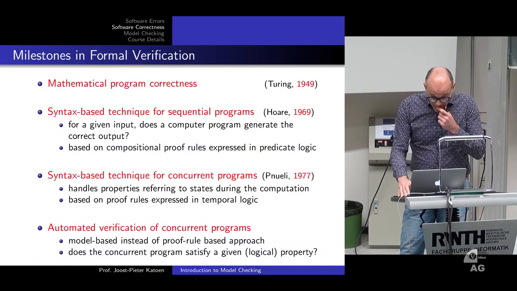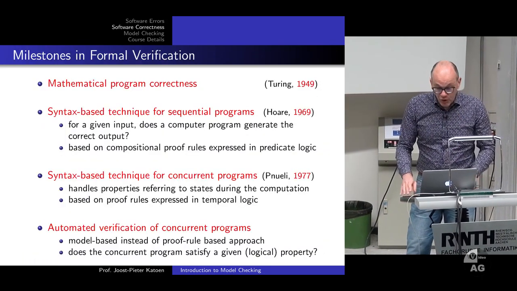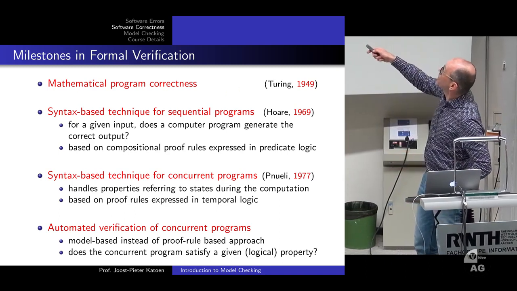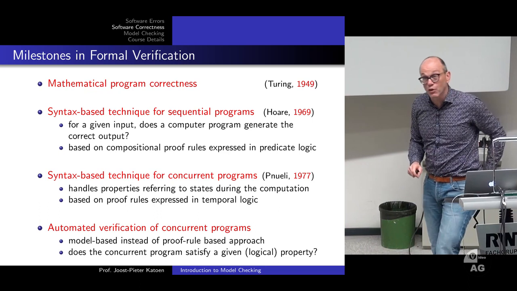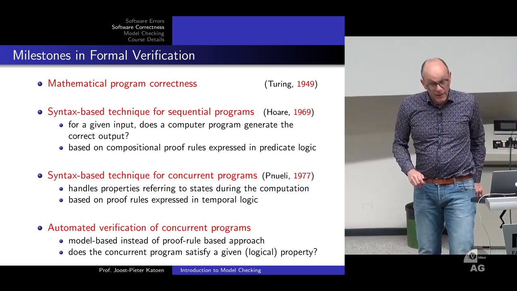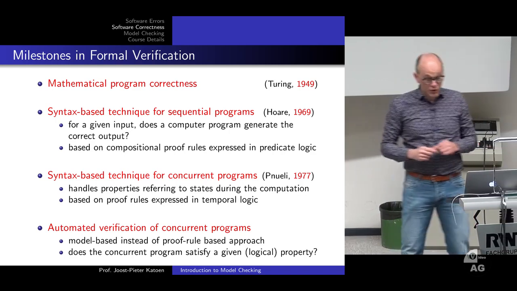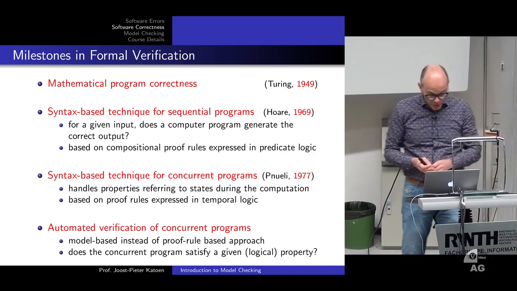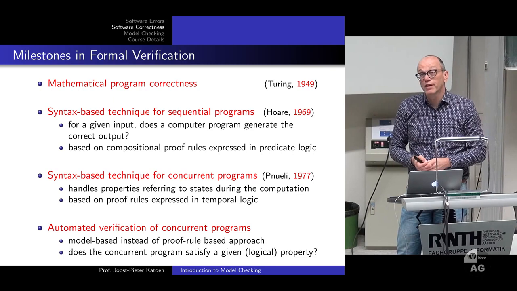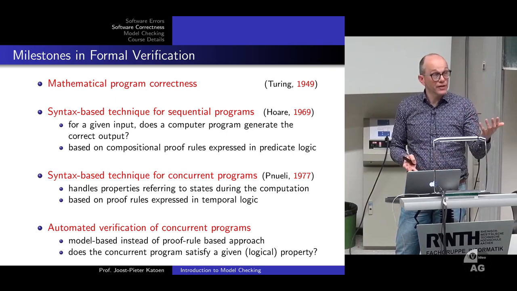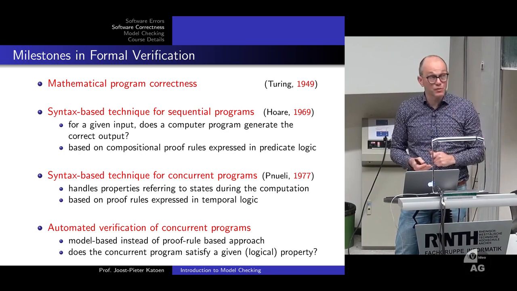Good. Milestones in formal verification. The first paper that mentioned the need for mathematical program correctness was by Turing. At those days, programs were data flow diagrams, so no textual format, just a visual format. And he literally gives a proof why this data flow program is correct in the sense that it adheres to the specification.